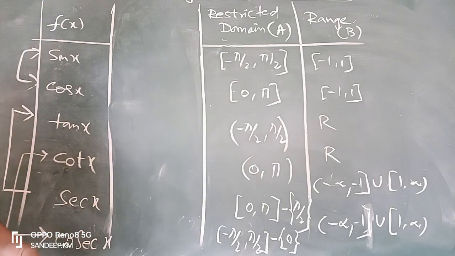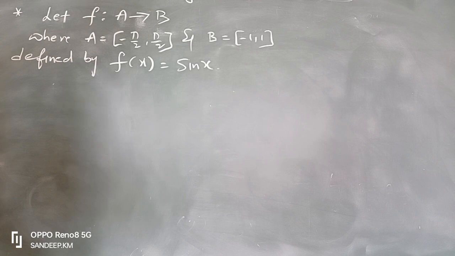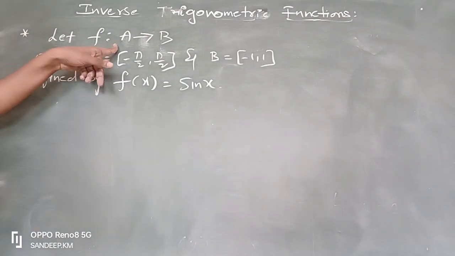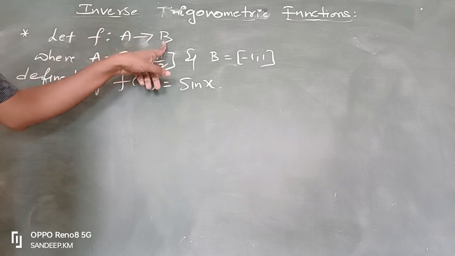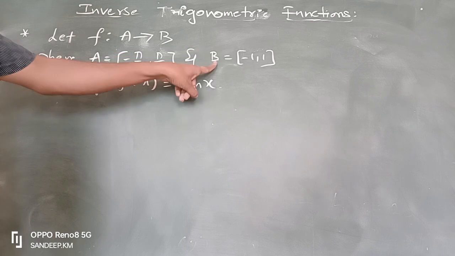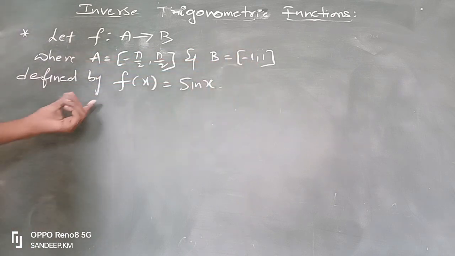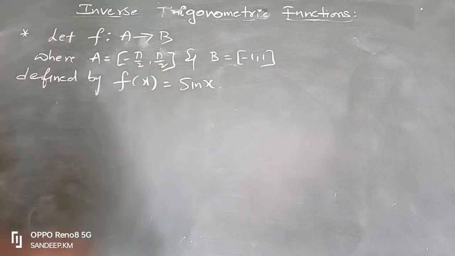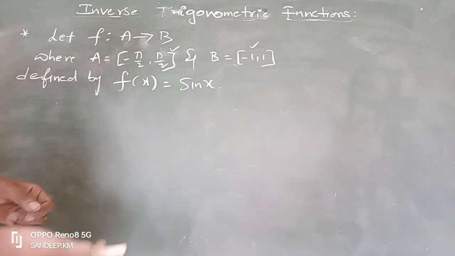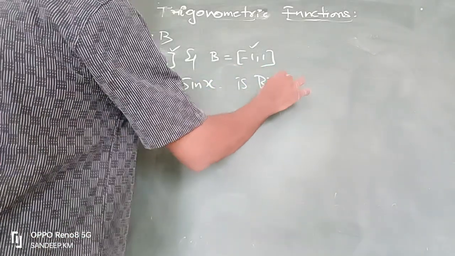Now, our first definition: let f be from A to B, where A is the domain and B is the codomain. The domain is minus pi by 2 comma pi by 2 and B is the codomain minus 1 comma plus 1, defined by f of x equals sin x. In this domain and this codomain, sin x is both one-one and onto. f of x equals sin x is a bijection.